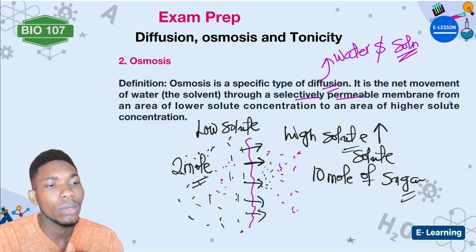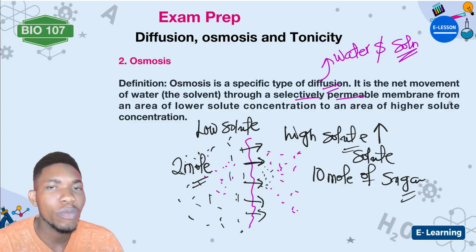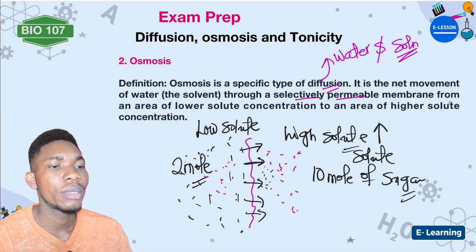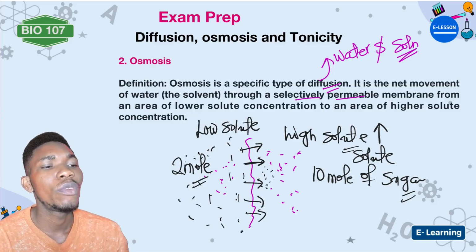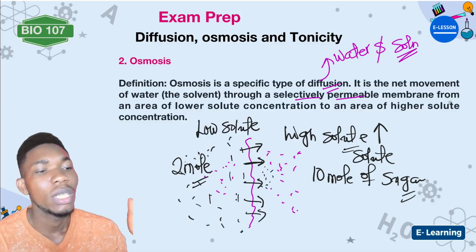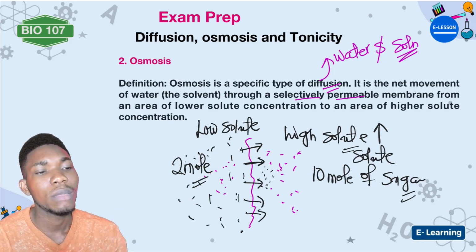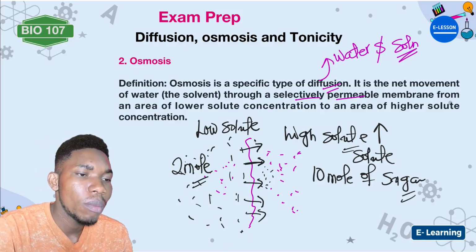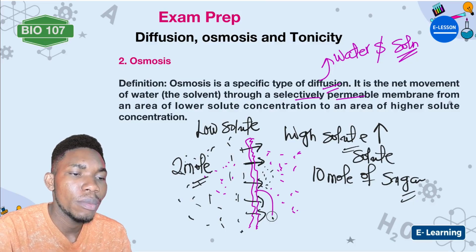That is why we call it what? Osmosis. So osmosis is the movement of water from a region of low solute concentration to a region of high solute concentration. It is not the solute that moves, rather it is water that moves across. All right? Through what? A semi-permeable membrane.